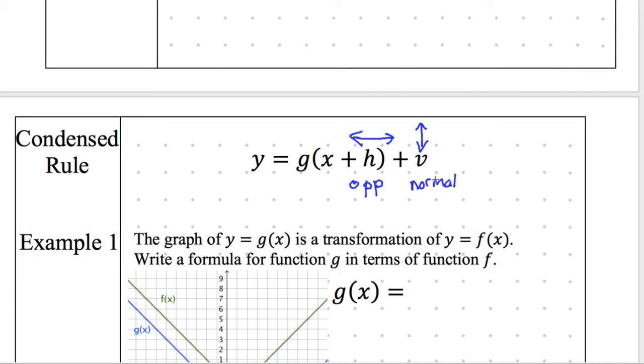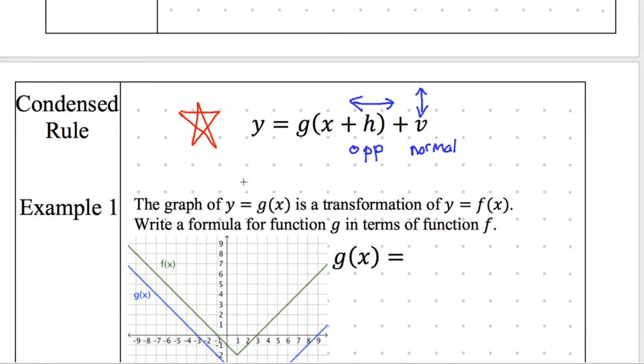Questions about the condensed rule? All right, put a star by this. This needs to be in your summary. It has to be. I want you to rewrite it because I want you to remember it. Rewrite this for your summary, at least this, if not other stuff too.